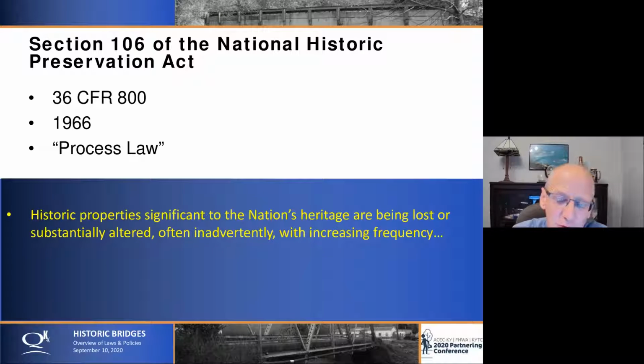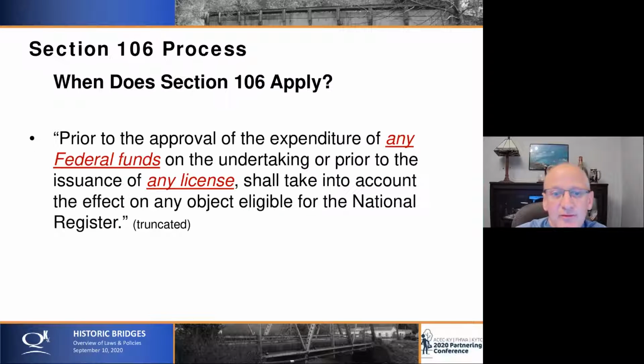One of the quotes from the law sets the stage here. It says, historic property significant to the nation's heritage are being lost or substantially altered, often inadvertently, with increasing frequency. And the goal with this law is to curb that and preserve our historic resources. So the question that's been asked a lot, and I get surprised sometimes at some of the answers I get, is when does the Section 106 apply?